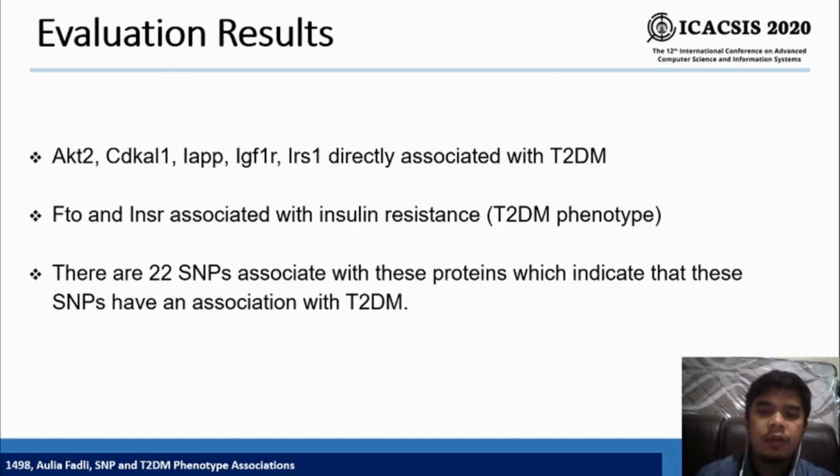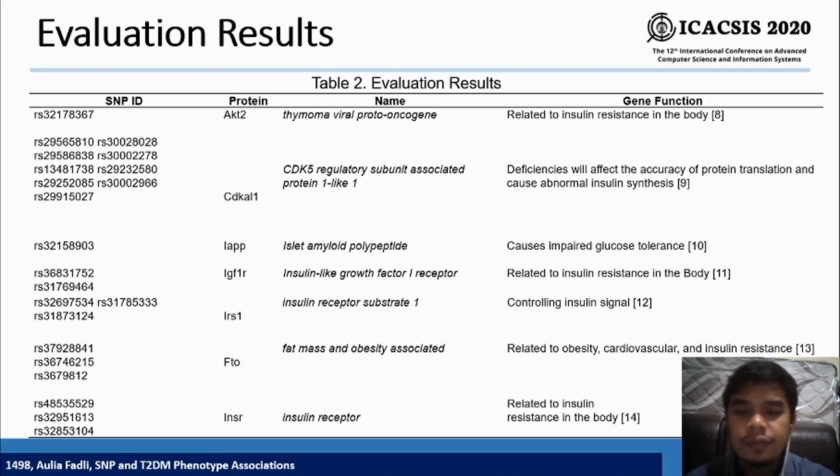For the evaluation result, we find that proteins AKT2, CDKL1, IAPP, IGF1R, and RS1 are directly associated with T2DM according to MGI and literature study. Meanwhile, FTO and INS are associated with one of the T2DM phenotypes, which is insulin resistance. There are 22 SNPs associated with these proteins, which indicates that these SNPs have an association with T2DM. We can see from the evaluation results in table 2 that there are associations between SNPs and the T2DM phenotype through the SNP protein phenotype relationship. This result can be the basis of making a genetic profile to develop precision medicine for T2DM patients.